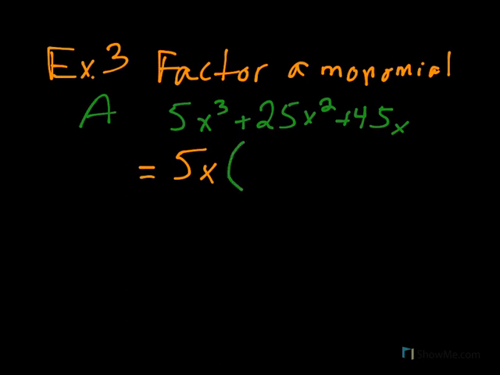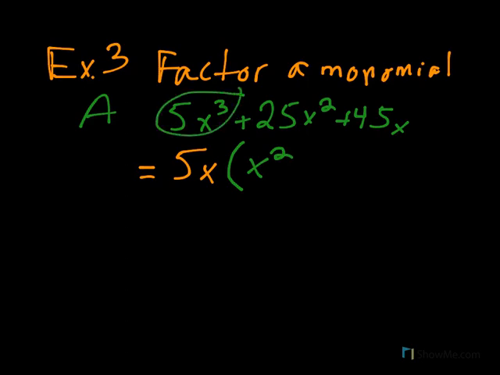And here's when the fun begins. Please pay attention because we're going to be doing this a lot. When you're factoring out a monomial, all you have to do is divide every single term of the polynomial by the monomial. That's all we're doing. Because 5 divided by 5 is just 1, and x cubed divided by x is x squared. So the first term is x squared.